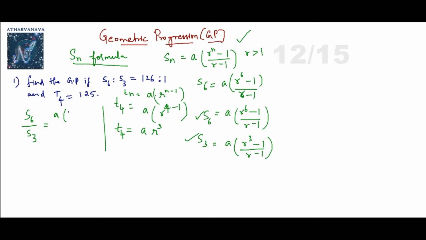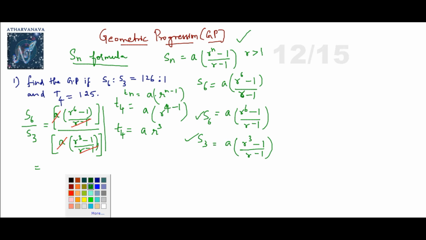So I'll write A R power 6 minus 1 by R minus 1. This is the full set of S6. And the denominator is A R power 3 minus 1 by R minus 1. Okay, this is the denominator. What do you observe? You can cancel some things. A cancels. Also R minus 1 cancels. Is it related to any power? No. So happily I can cancel off R minus 1.